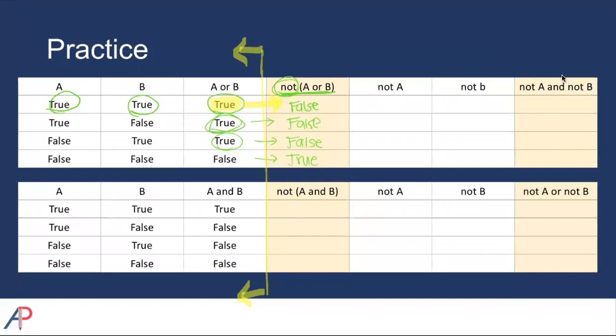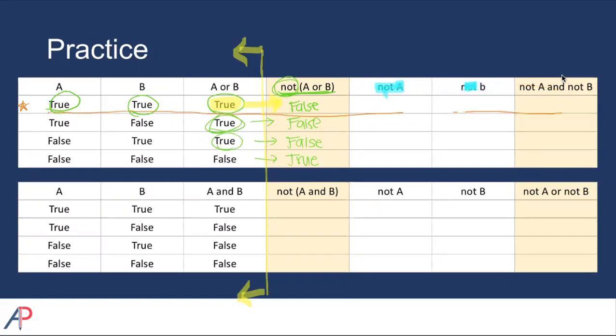Very good. Let's move on to the second part of this truth table, which is filling out not A, oopsies, filling out not A and filling out not B. That should be capital B, but oh well. What is not A? So if A is true, because I'm using this line right here, everything in this row will be using the same A value.